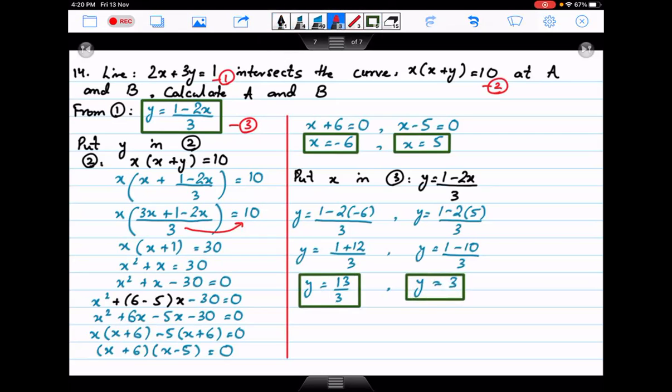So I can write the answer in the coordinates form, that is the value of A should be equals to minus 6 comma 13 by 3, and the value of B should be 5 comma 3. Any problem in that?